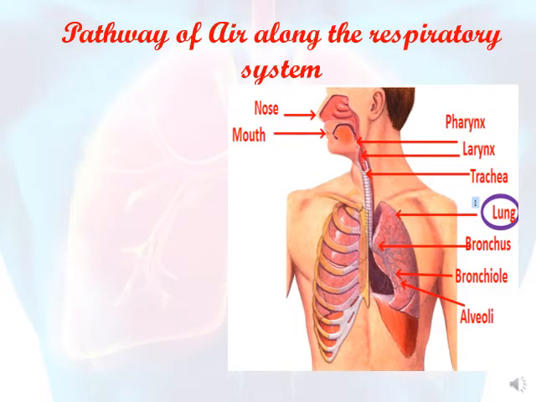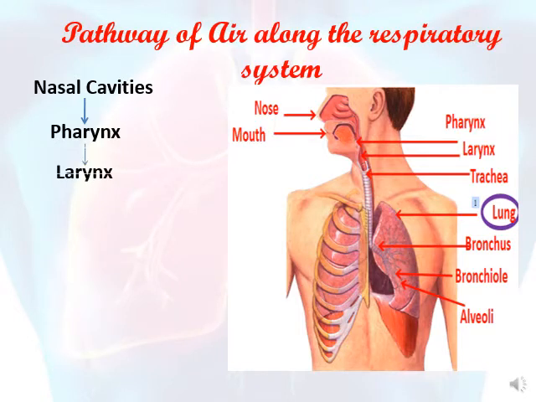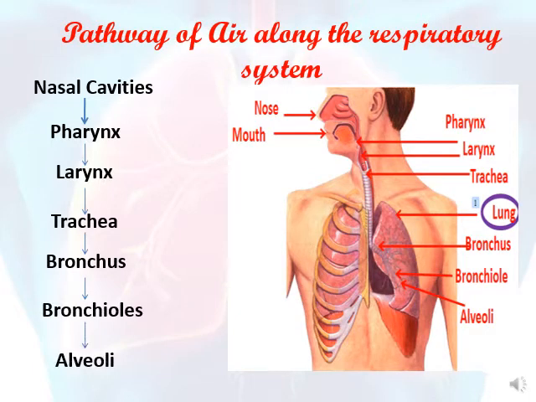Now we will determine the pathway of air along the respiratory system. So this, you have to know it. You have to know that the air enters the nose through the nasal cavities and then to the pharynx, to the larynx, to the trachea, to the lungs, bronchus, bronchioles, and finally to the alveoli. So this represents the pathway.